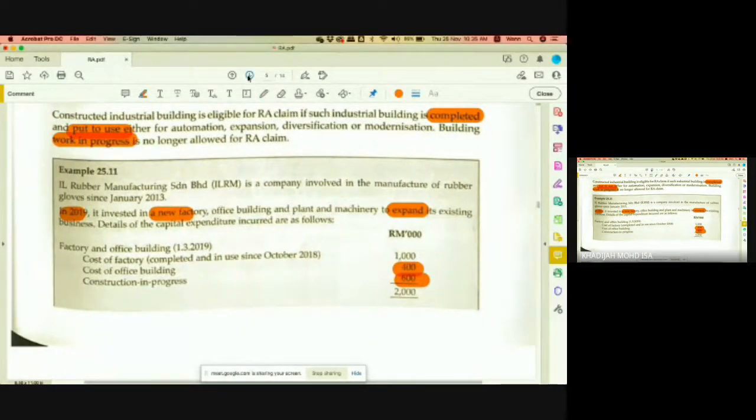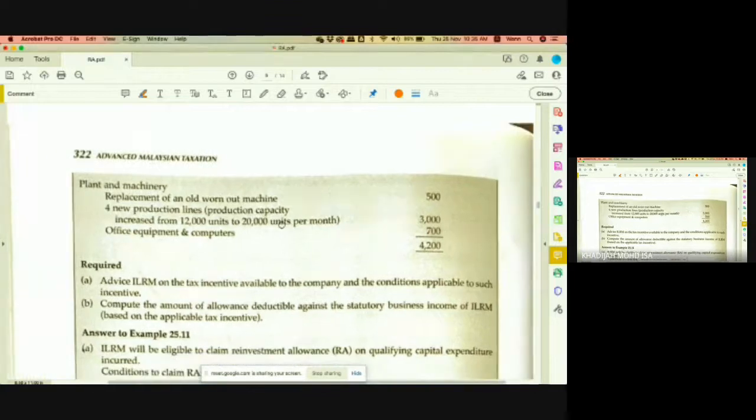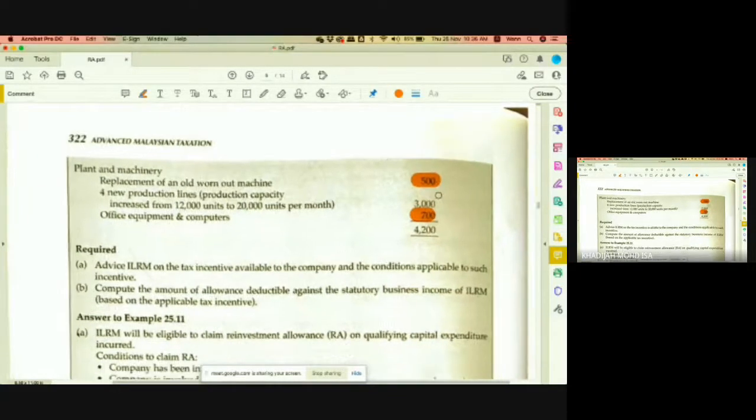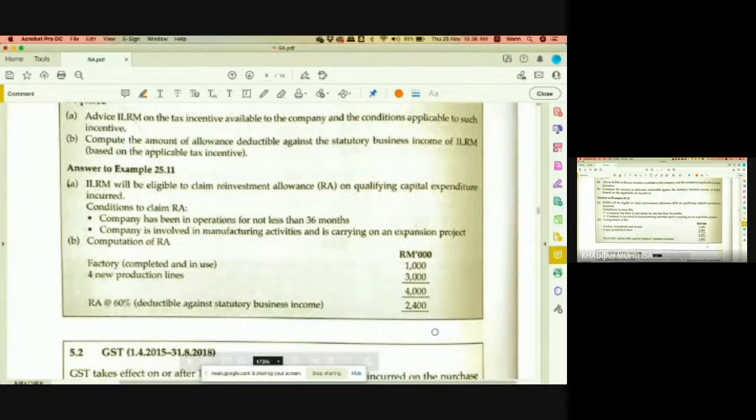And then you also have plant and machinery, where you have the replacement of an old worn-out machine, and then you have 4 new production lines that increase productivity from 12,000 to 20,000 units per month. So this would be qualifying. The office equipment is non-qualifying, and the replacement of the old machine doesn't fall into expansion, modernization, or automation. So because of that, the 500 and 700 are non-qualifying. If you look into the computation of RA, you have the factory 1 million and four new production lines 3 million, so the total is 4 million.